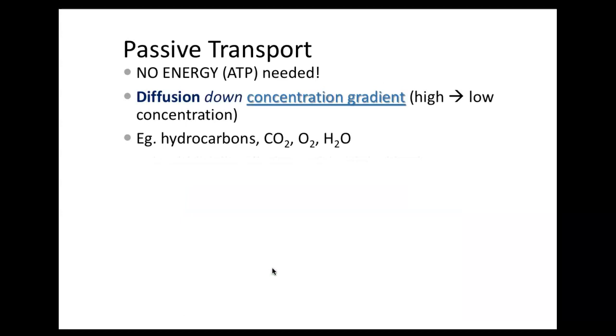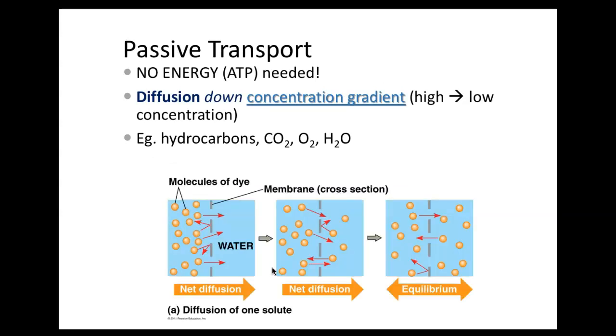All right, so simple diffusion and osmosis is a form of passive transport, which doesn't really require much energy. So diffusion is going to occur down a concentration gradient. So simple diffusion and osmosis is when no energy is needed. Diffusion is going to go down the concentration gradient from high to low concentration.